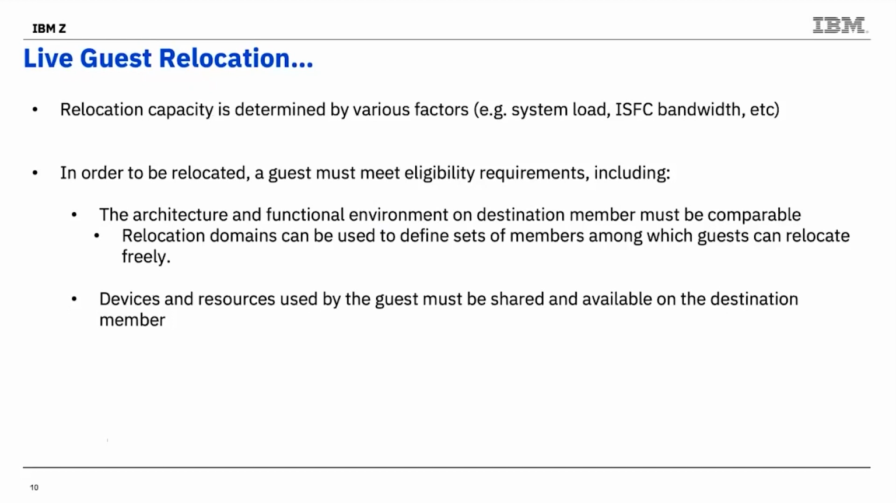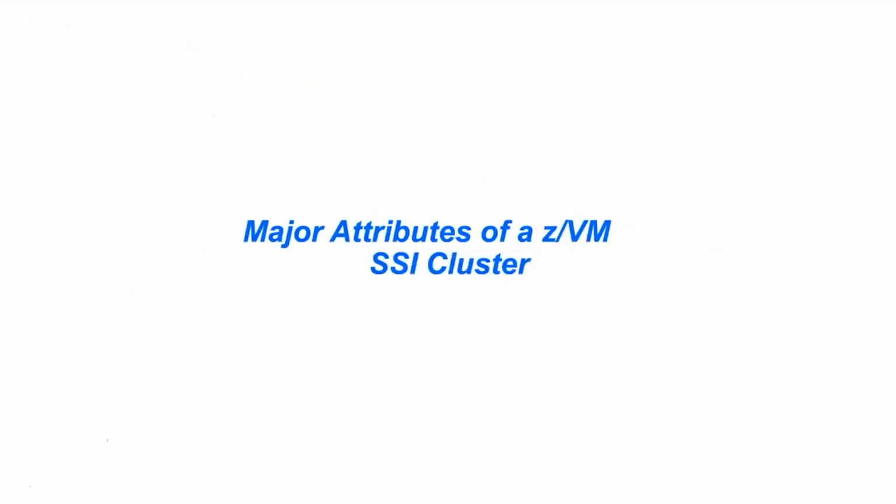And finally, we do also have to make sure that if our guest is using any resource on the source side member, it has to be available on the target and destination member as well. We'll dive into a lot of this next week. So for now, let's break down the major attributes of our SSI cluster.